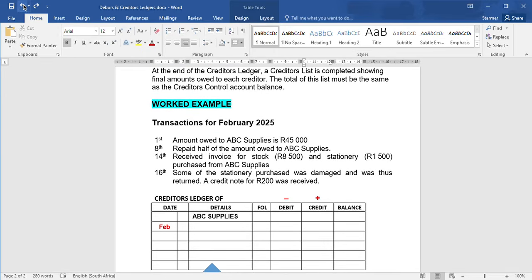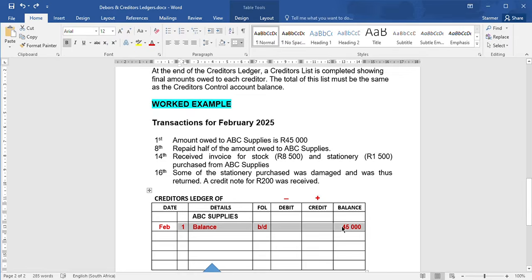The first one on the 1st of February tells you the amount owed to ABC Supplies. So that is your opening balance. That's what we owed them at the beginning of the month. It then says we paid half of the amount owed to ABC Supplies.